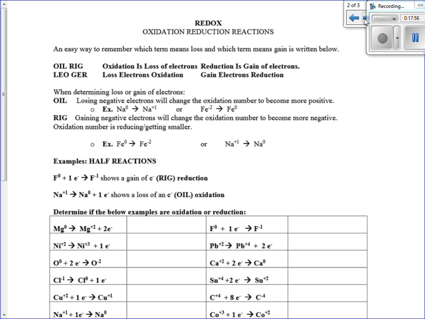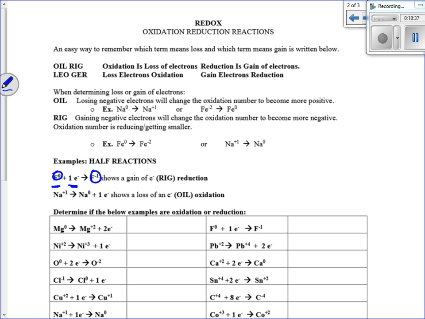And we use half reactions to represent the exchange of electrons. So it's only showing you one part of the element that's either gaining or losing. In this case, we have fluorine with 0 charge, and it is gaining an electron. Okay? It's going from 0 to -1. Am I becoming more positive or more negative? 0 to -1? Negative. And becoming more negative, gaining electrons means I'm being reduced.